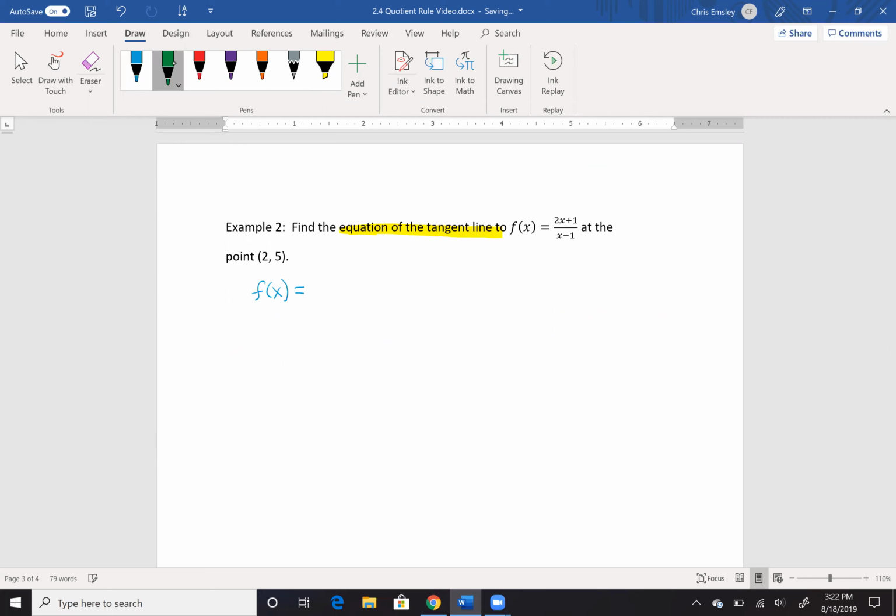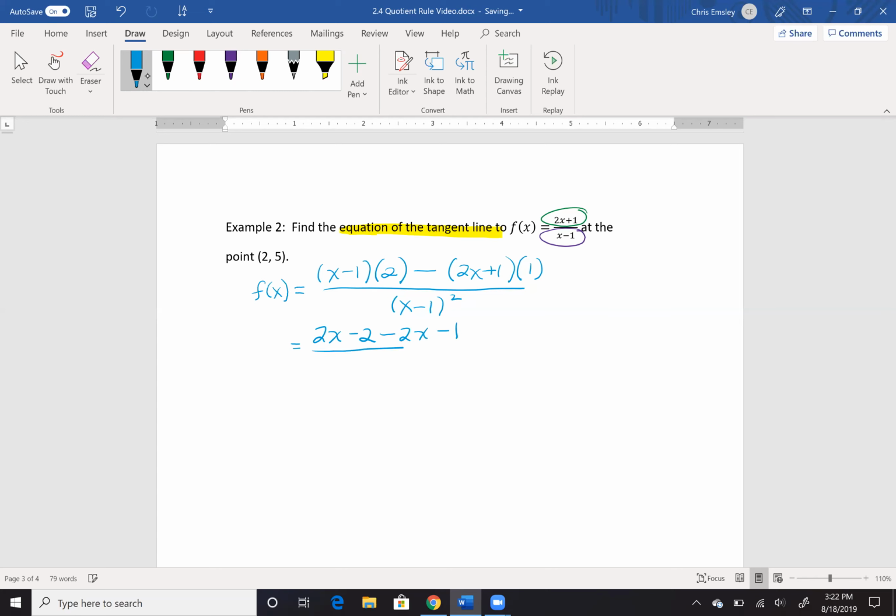Notice here that we are going to use our quotient rule on this problem to find its derivative. So the quotient rule says take the denominator, multiply it by the derivative of the top, subtract, take the top, multiply it by the derivative of the bottom, whole thing goes over the bottom squared. Then we go ahead and simplify. We want to distribute that 2. And over here, our coefficient that we need to distribute is just a 1, so we're really just distributing that negative sign. So we get minus 2x minus 1.